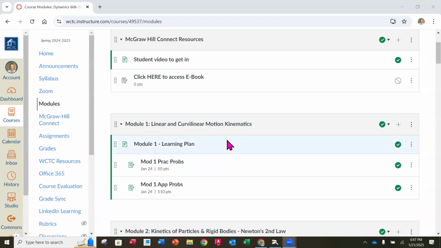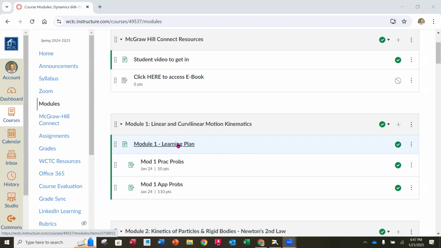All right, so we're going to start looking at Module 1, which is linear and curvilinear motion kinematics. This will probably be some review for you based on subjects that you've had as you've moved along in the program. But it's also meant to give us a good overview and get us ready for the things that we're going to be working on.